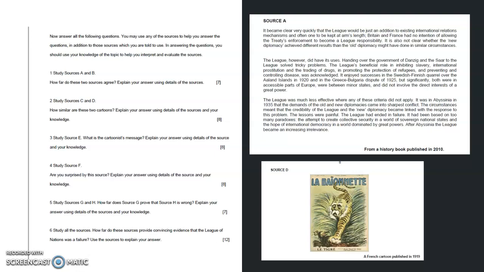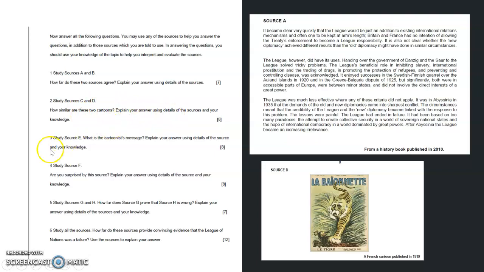Provide and deploy knowledge of the syllabus, the things that you learn. You have to interpret why both sources agree, and why both sources do not agree with each other. The same goes for number 2, the cartoon. You have to know the hidden meaning of the cartoon. How similar are these two cartoons? You have to know the hidden meaning of the cartoon.